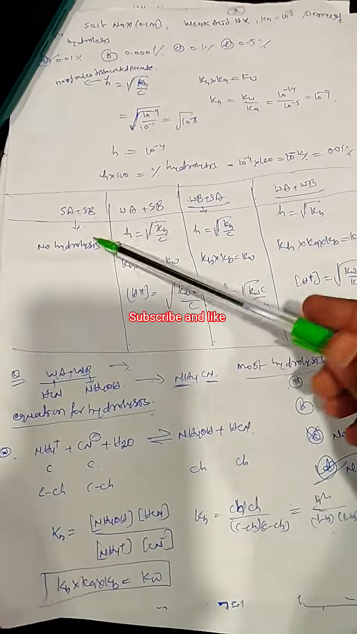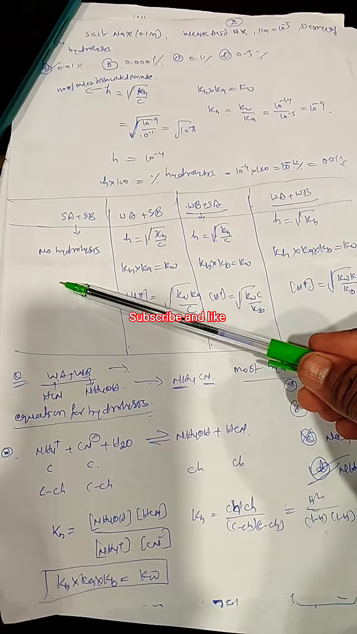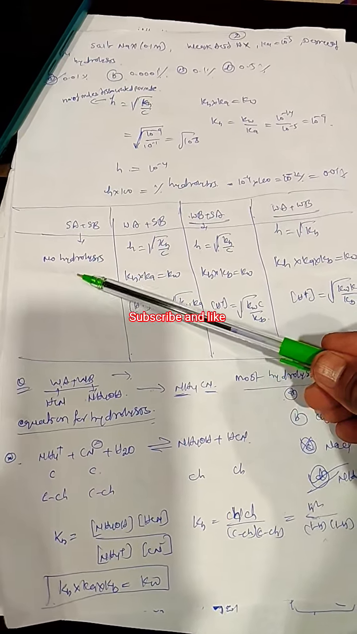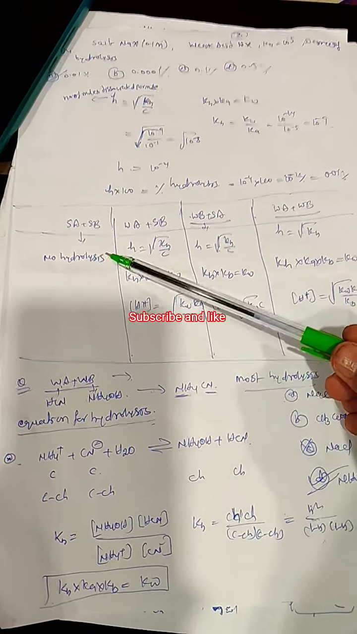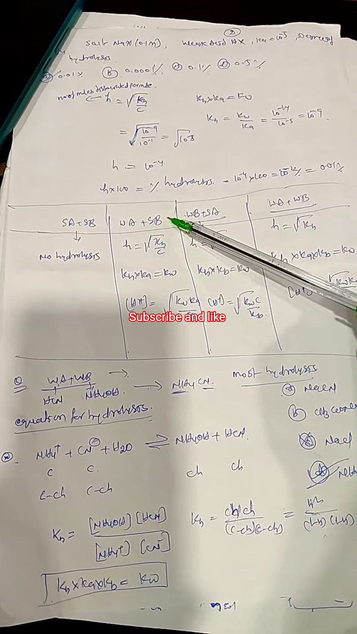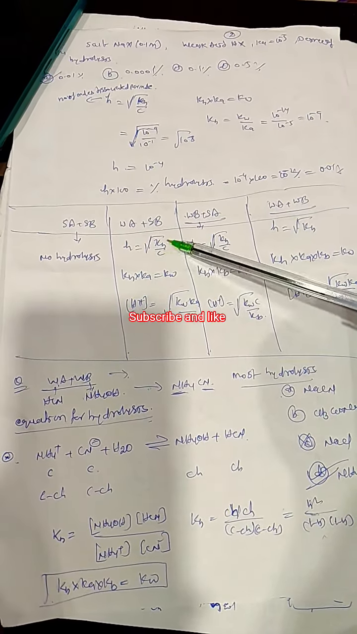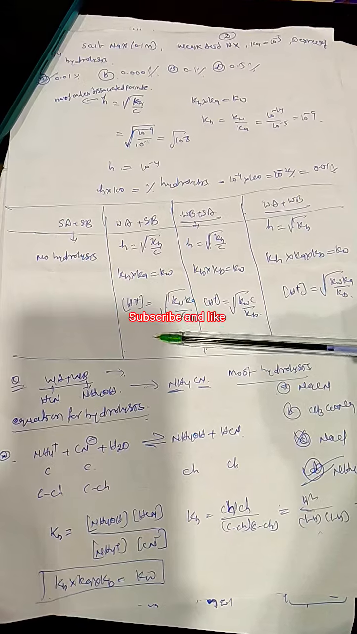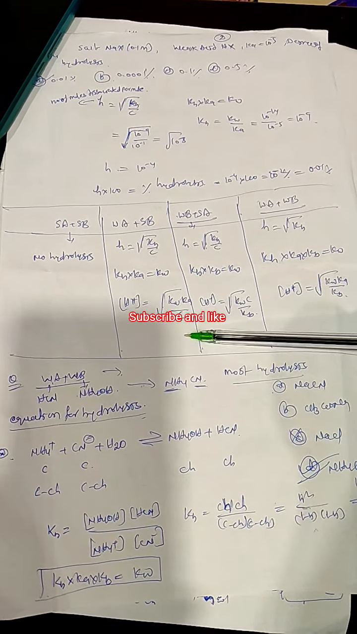Next, we know strong acid plus strong base gives no hydrolysis. Only the weak one will participate in the hydrolysis. Then weak acid plus strong base: for this hydrolysis, h is equal to square root of Kh by C, Kh into Ka is equal to Kw, and the concentration of H plus is equal to square root of Kw into Ka by C.